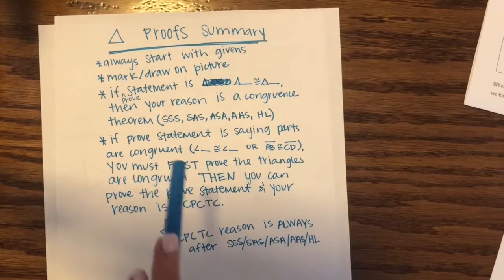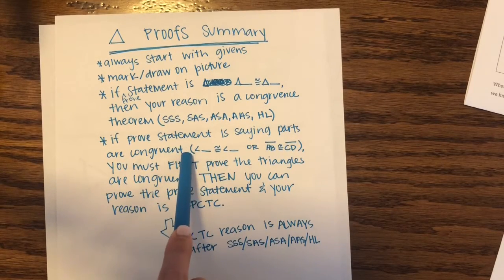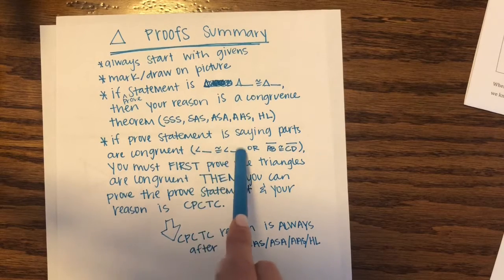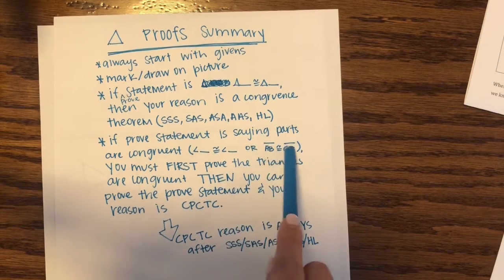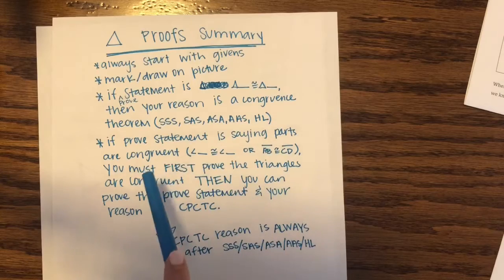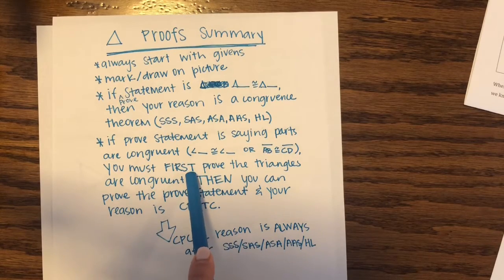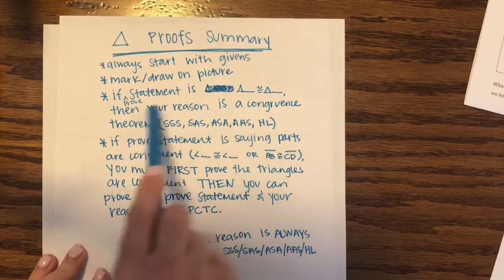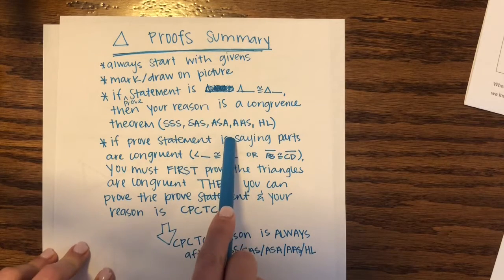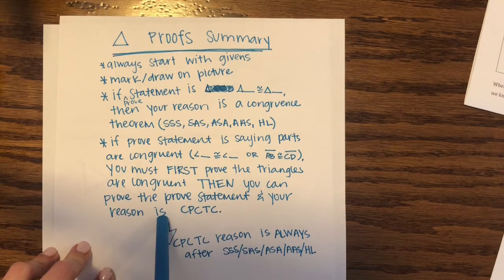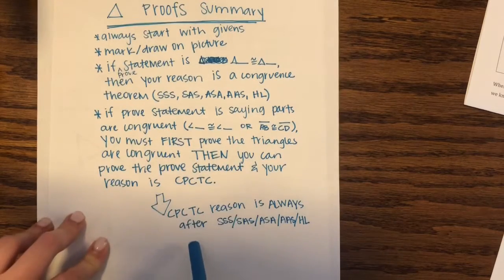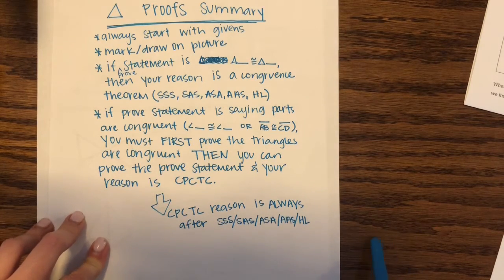Any of those. And then if your proof statement is saying parts are congruent, so like some angle is congruent to an angle, or a segment is congruent to a segment, you must first prove the triangles are congruent. So you'll have one of these in your reasoning proof, and then you can use the corresponding parts of congruent triangles after that, okay? So your corresponding parts of congruent triangle reason is always after this in your proof, okay? It's never going to be before one of these, it's always after.